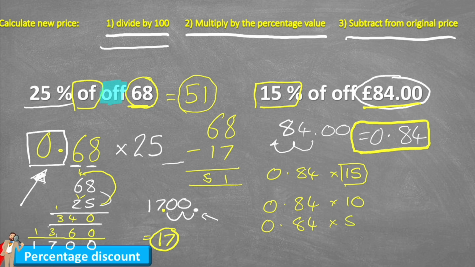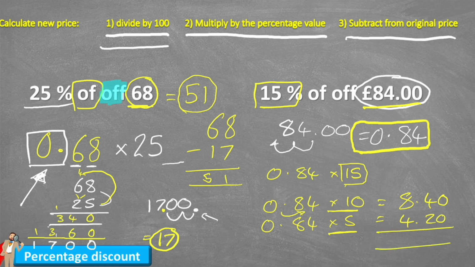And I know that 0.84 times 10 is pretty simple to work out because I can just move my decimal point 1 place to the right. So I end up with 8.4. But remember, we're dealing with pounds, so we want to put our pence properly, which will be £8.40. And then to find what 5% is, well, 5% is just half of 10%. So 5% will be half of £8.40, which is £4.20. I can use my mental maths.